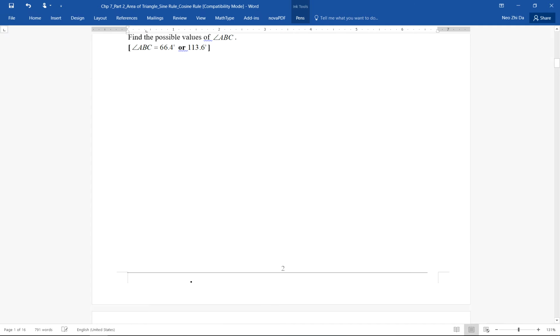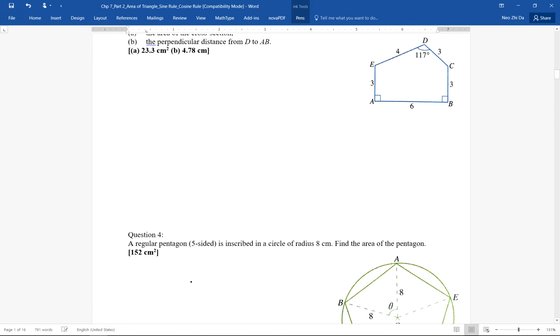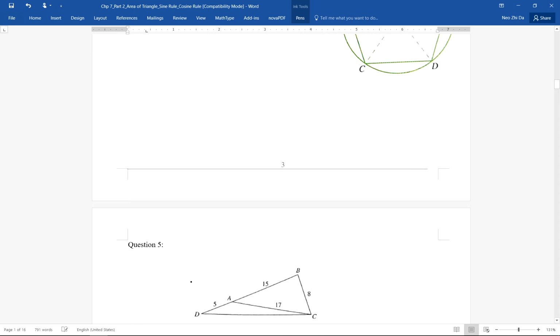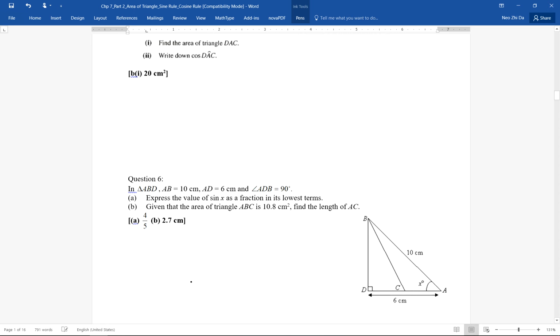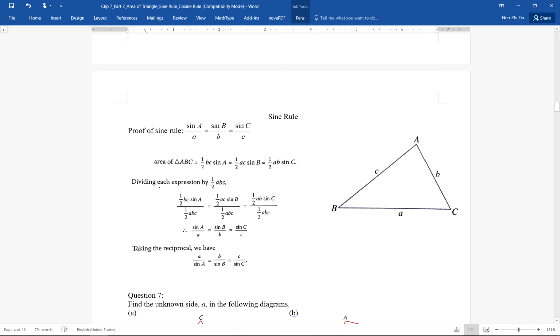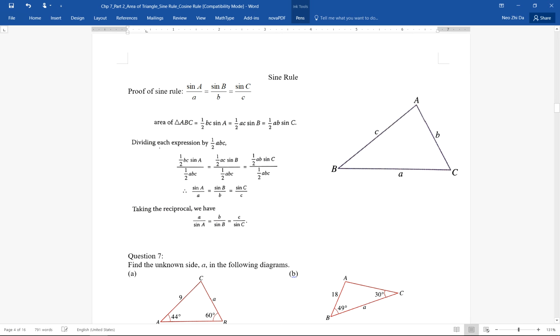Okay, your homework B: question 2, question 3, 4, 5, 6. Alright, you do everything. Now, at the same time, I will proceed to teach you sine rule. Okay, sine rule, right? The formula will look like that. Either this or this.